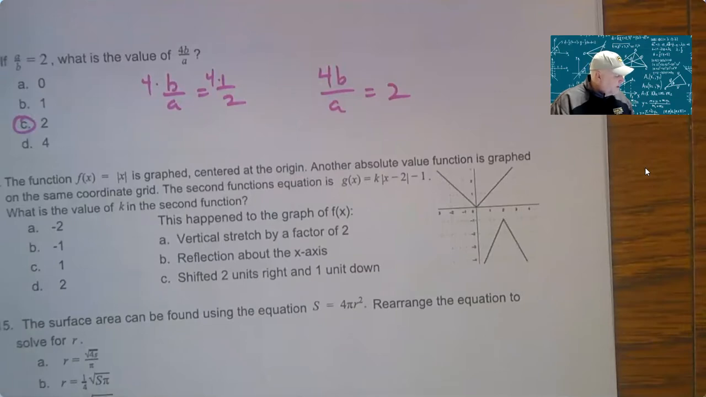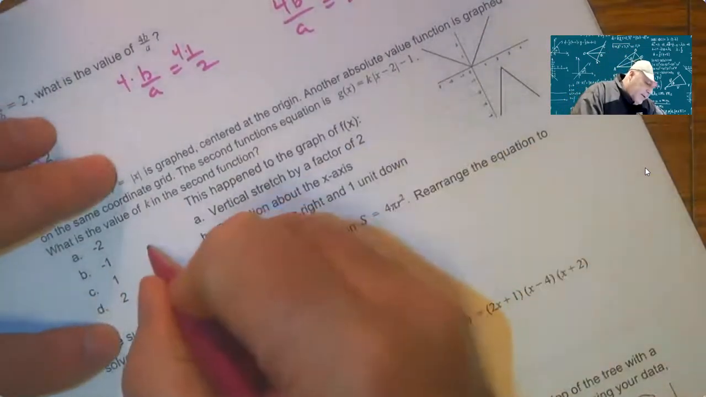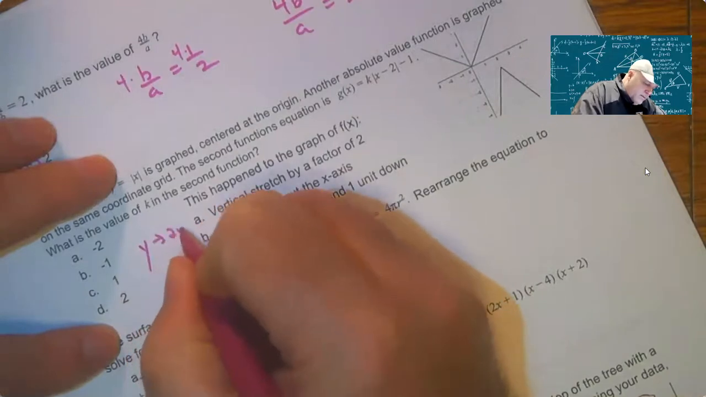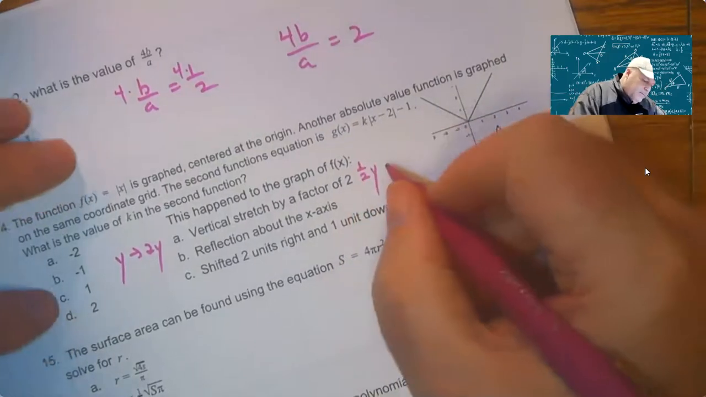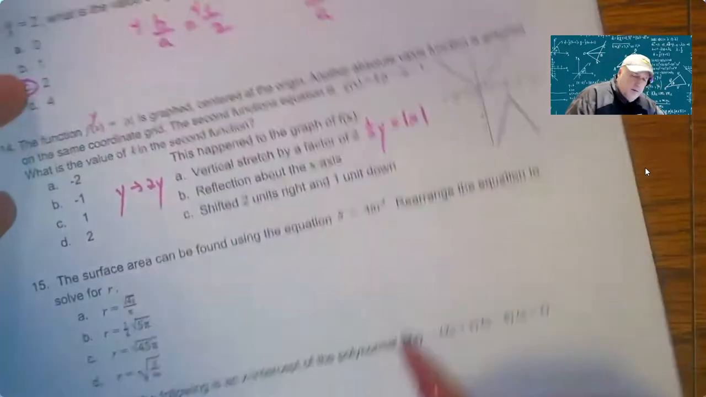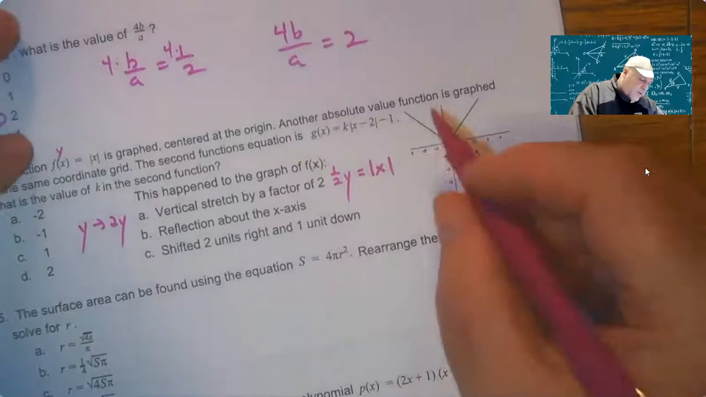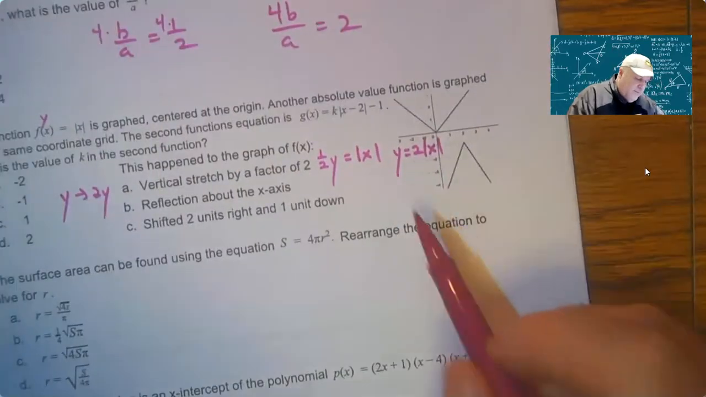What's the value of k in the second function? All right, so what we need to do, this is a little bit of work. We need to vertical stretch by a factor of 2. What that's saying is that y goes to 2y. So 1/2 y has to go in for y. We're starting with this as y up here. So y equals 2 times absolute x when we solve for y. I'm going to try to fit that in.